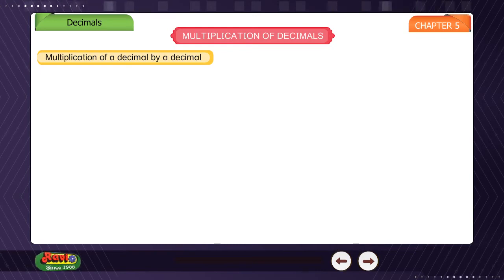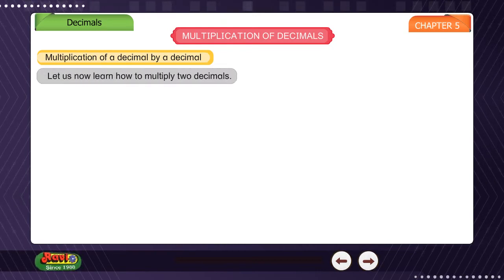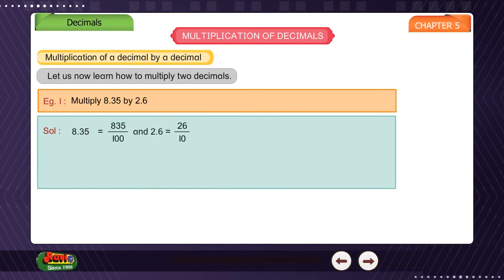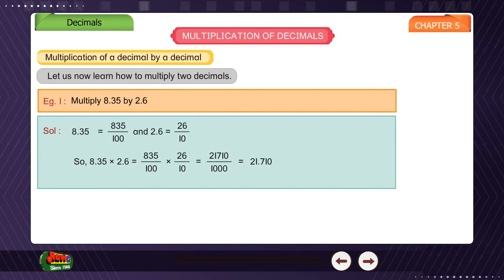Multiplication of a decimal by a decimal. Let us now learn how to multiply two decimals. Example 1. Multiply 8.35 by 2.6. Solution. 8.35 is equal to 835 by 100 and 2.6 is equal to 26 by 10. So, 8.35 into 2.6 is equal to 835 by 100 into 26 by 10, which is 21,710 by 1000, equal to 21.710.